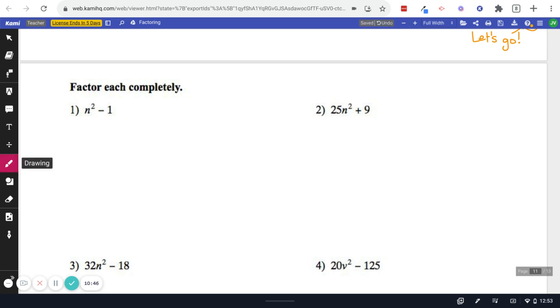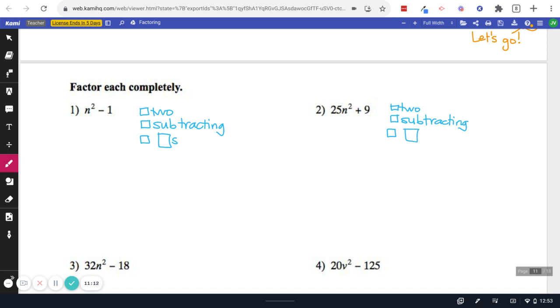Here's what I want to do. I want to do just the first two on the next page, and then we'll save some of the others for a different time. And since we're only going to do two, we'll totally checklist it up. So do we have two things? Are we subtracting? And are they squares?